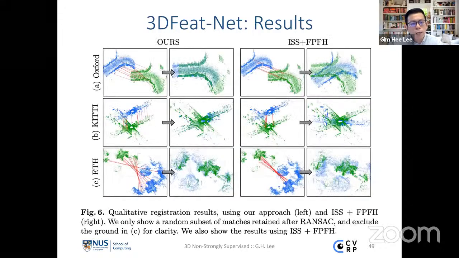Here's a test of our 3D FitNet key point detector to find correspondences between two different point clouds, which we then use for registration afterwards. The red lines over here represent the correspondences that are detected from our 3D FitNet. And this figure over here represents the result after we perform ICP, for example, on these correspondences, where we can successfully register these point clouds together. We can see that our technique achieves a better registration compared to the existing handcrafted techniques of ISS plus the FPFH descriptor that was available at that time.